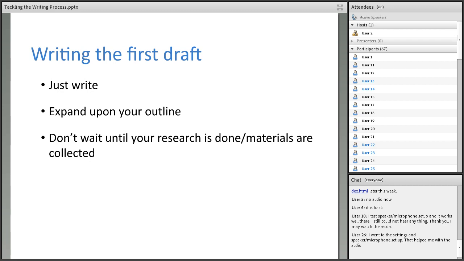You don't have to wait until all of your research is done or all of your materials are collected to start writing. Some parts of a manuscript or a grant proposal don't have to wait for that.